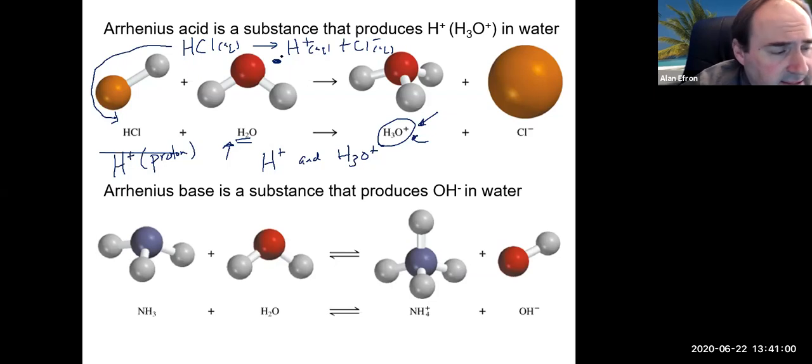Now, an Arrhenius base is something that produces hydroxide in solution. A lot of strong bases actually have OH in the formula itself. But there are some that do not have OH in the formula, and NH3 is actually a weak base, which we'll talk about a little bit later on as well. NH3 is a weak base. It doesn't have hydroxide in the actual formula, but it's able to produce hydroxide like we see over here. Because it's able to produce hydroxide, it is still considered a base.